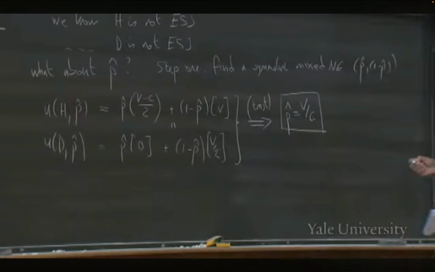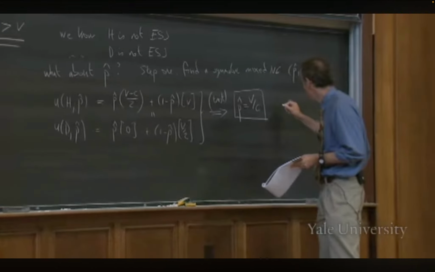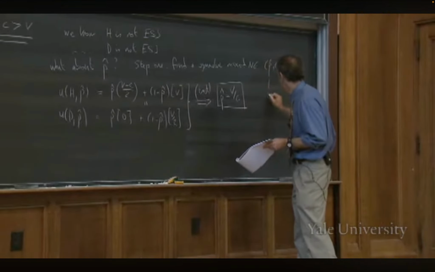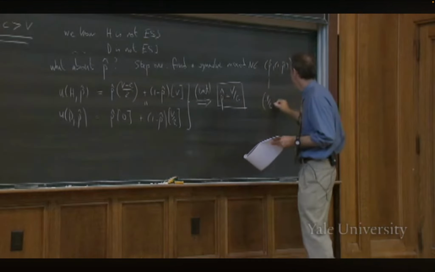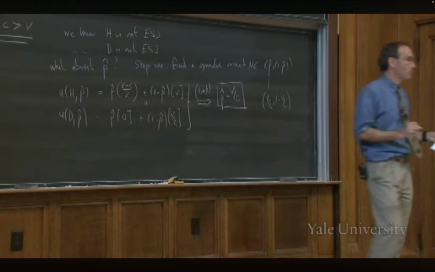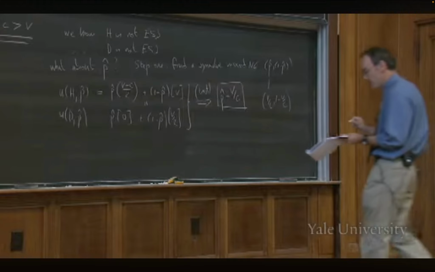So it turns out that there is, in fact, a mixed Nash equilibrium, which is of the following form: v on c and 1 minus v on c, played by both players.